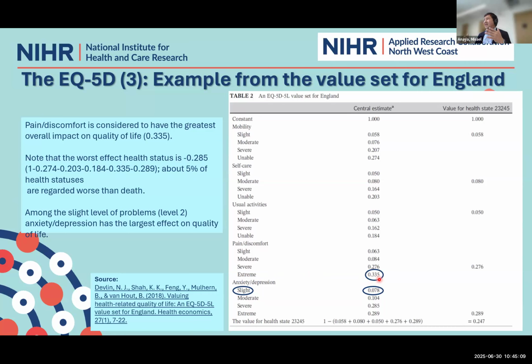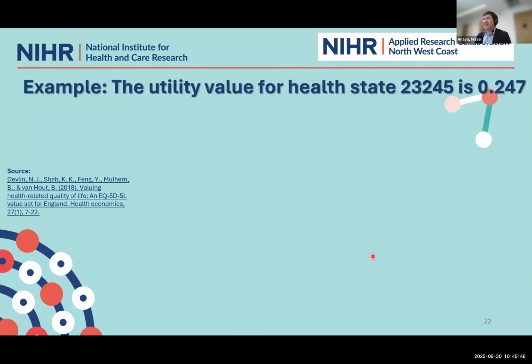Then we have a questionnaire with 5 categories and 5 levels, and we will tick one of them. In mobility, we will tick, let's say, a slight. In self-care, we tick moderate. In usual activity, we tick unable, and so on. Then what we will do is add all the reductions and subtract them from the overall well-being. Let's do this by an example.